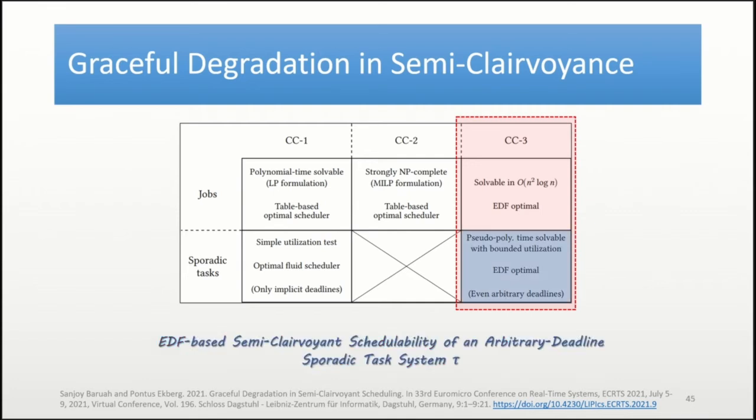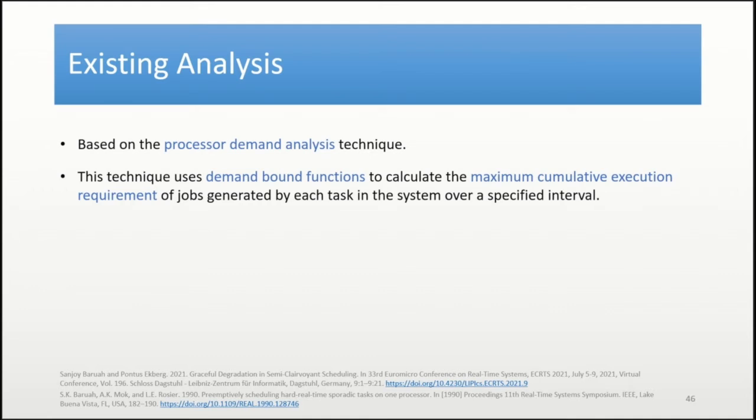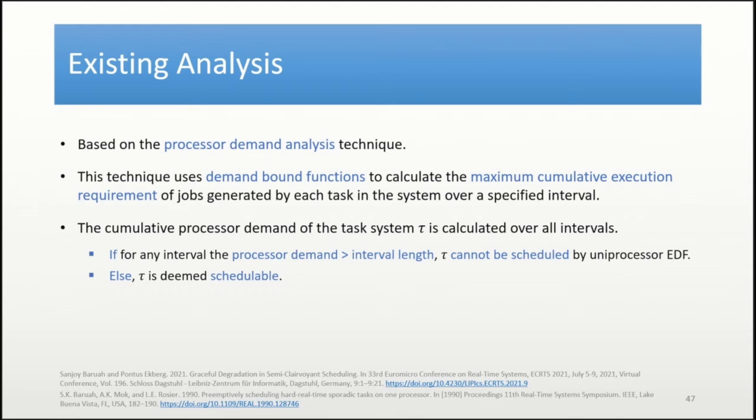In this paper, we study the exact schedulability test for semi-clairvoyant scheduling of arbitrary deadline sporadic task systems under the default correctness criterion, that is CC3. The existing analysis for the problem considered in this work determines the schedulability of a system using processor demand analysis. This technique uses per-task demand-bound functions to calculate the maximum cumulative execution requirement of the system over a specified interval length. If the cumulative execution demand over any interval exceeds the interval length, then the system cannot be scheduled by preemptive uniprocessor EDF. Otherwise, the system is deemed schedulable.